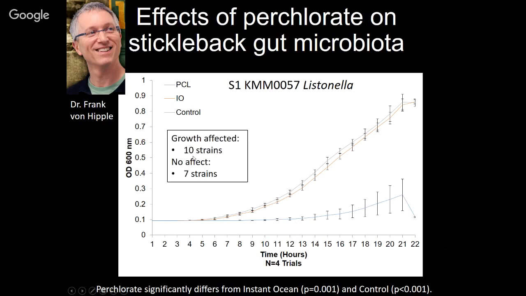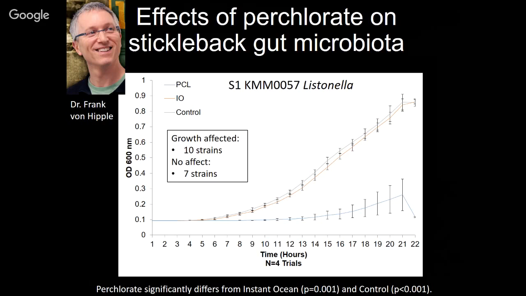We've looked at 17 different strains. 10 of those strains had growth that was affected. Some of them had increased growth, but most of them had decreased growth. And there were 7 strains in which their growth was not affected by the presence of perchlorate at all. So we hypothesize that the gut microbiota is going to be affected by the presence of perchlorate.